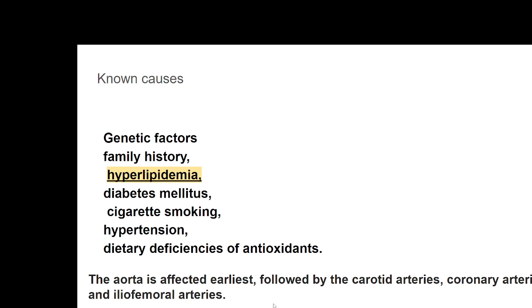Among the known causes of atherosclerosis, one of the most important: earlier, hyperlipidemia was considered to be the more common cause, but now it is identified as genetic factors.